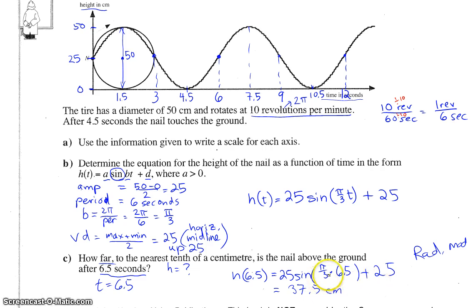So after, what did they say, 6.5 seconds? So that might be, I don't know, somewhere in here maybe. We got a height of 37.5. Okay, well that's somewhere between 25 and 50. I guess we did that right. Okay, good job. Let's look at the next page.